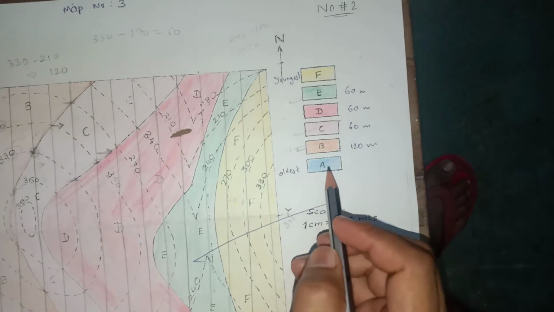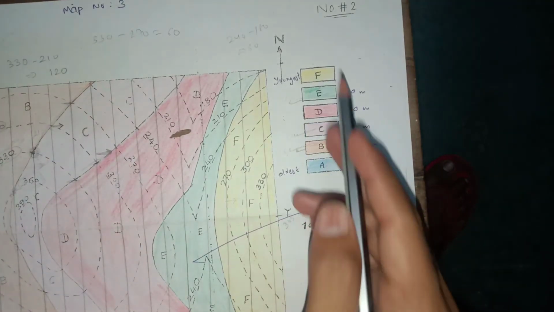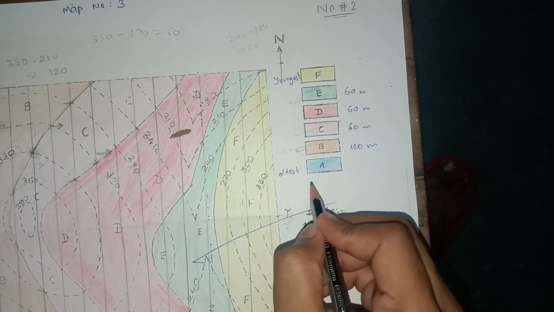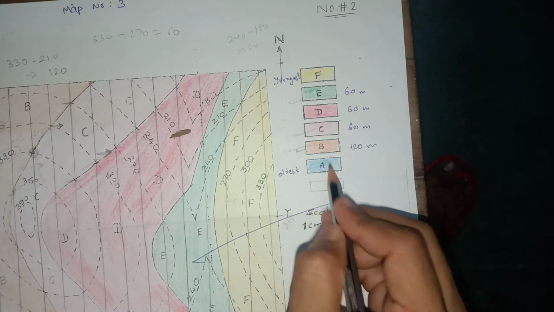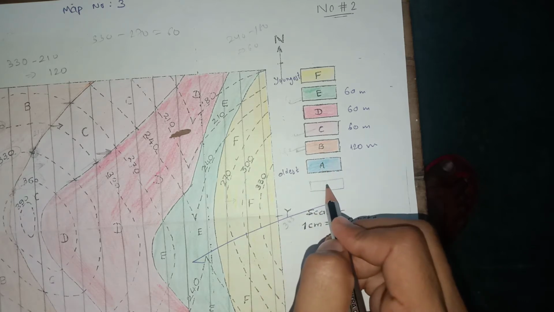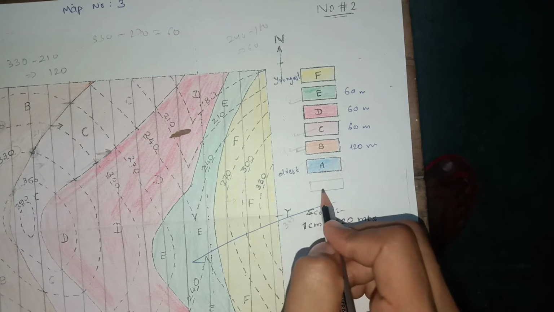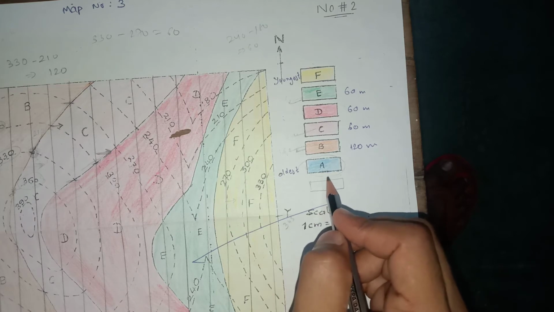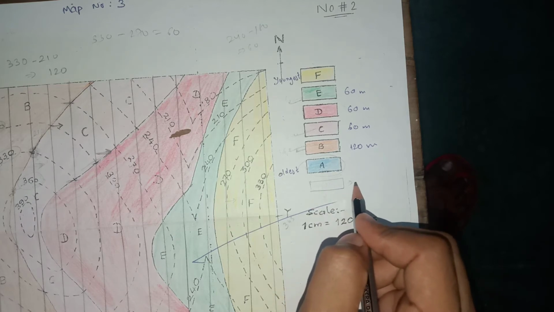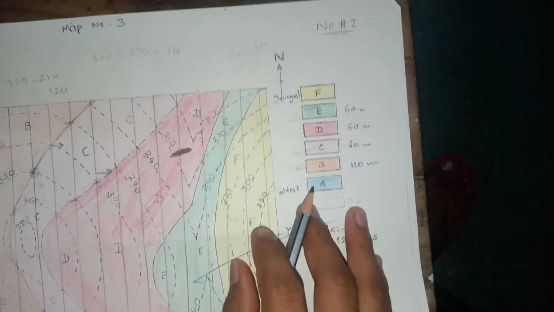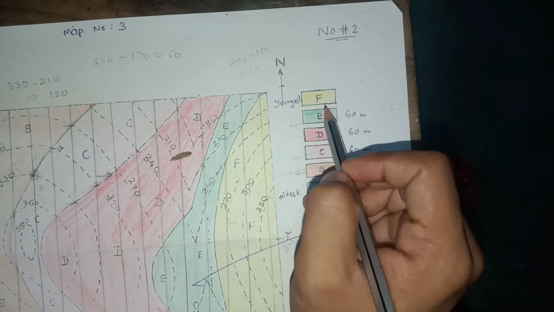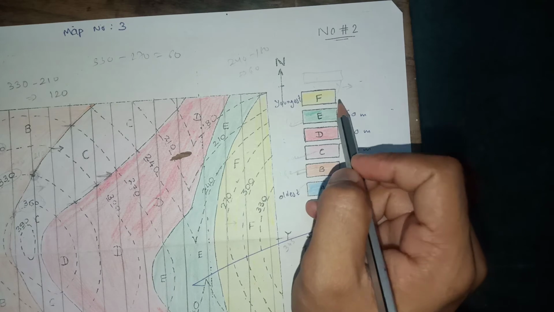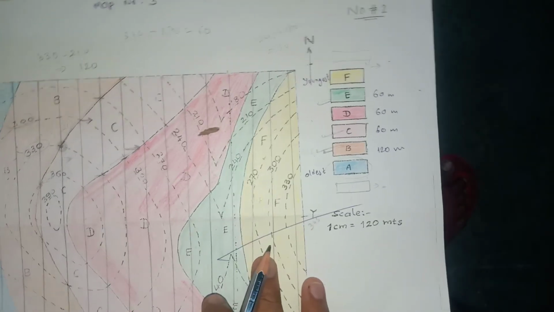Here we are not able to get the thickness of A bed and F bed, because to get the thickness we should have a bed here, so we can subtract the upper bed and lower bed and get the thickness of A bed. But here there is no lower bed from A, so it is not possible to find the thickness. The same condition applies here: there is a lower bed but no upper bed, so again we are not able to find the thickness of this bed. Okay.